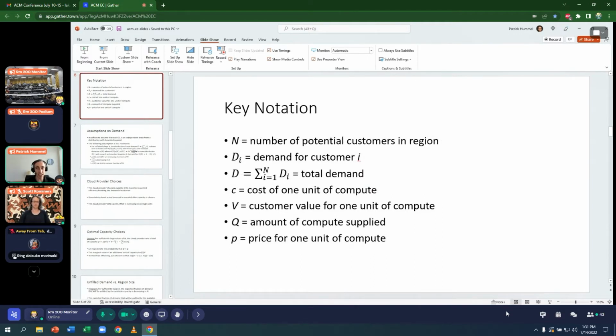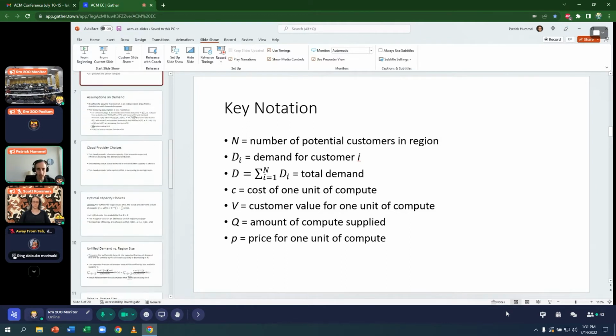OK, so now I want to get into the notation, the model that we use in this work. So we let N denote the number of potential customers in a region. We let D sub I denote customer I's demand. D, the sum of the D_i's, is total demand. C denotes the cost of a unit of compute. V denotes a customer's value for a unit of compute. Q denotes the amount of compute supplied, and then P denotes the price that's charged for a unit of compute.